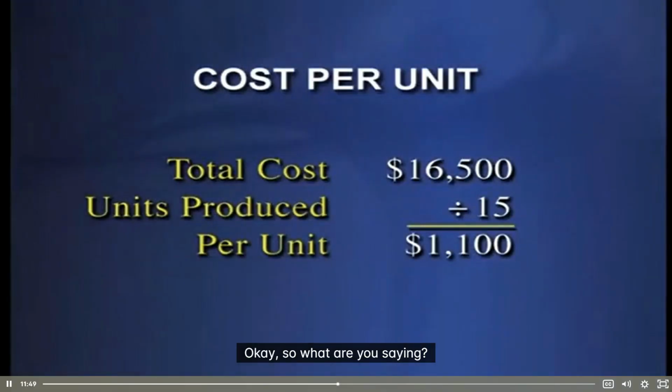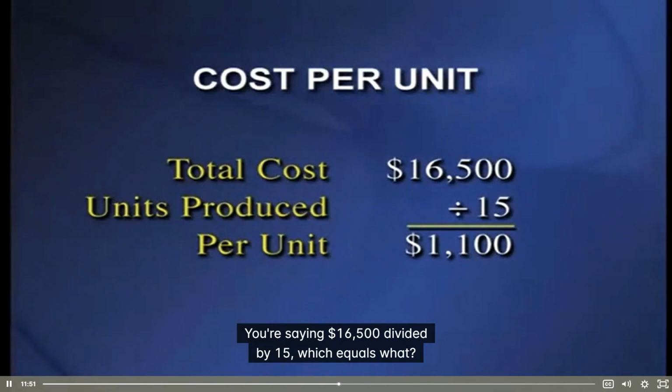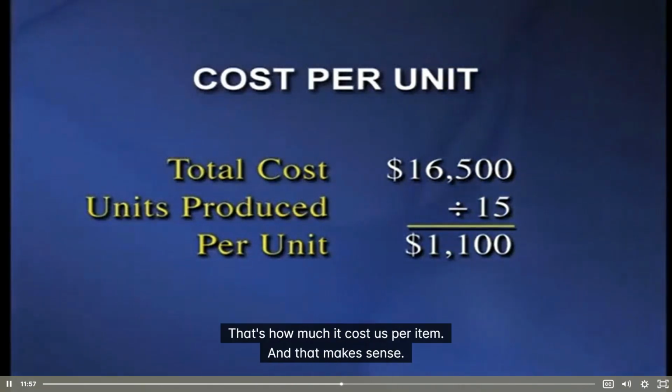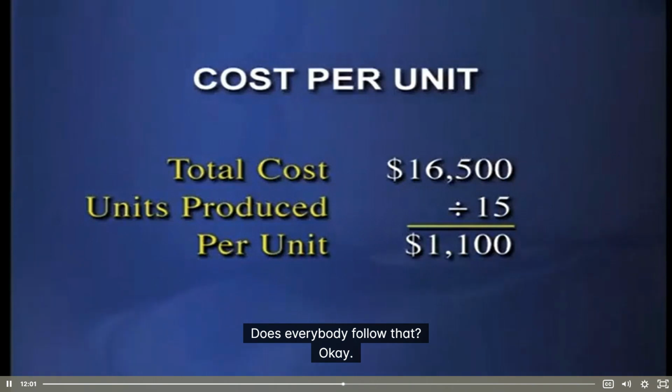Okay, so what are you saying? You're saying 16,500 divided by 15, which equals what? $1,100 a piece. Now that's pretty easy, isn't it? That's how much it costs us per item, and that makes sense. Does everybody follow that? Okay.